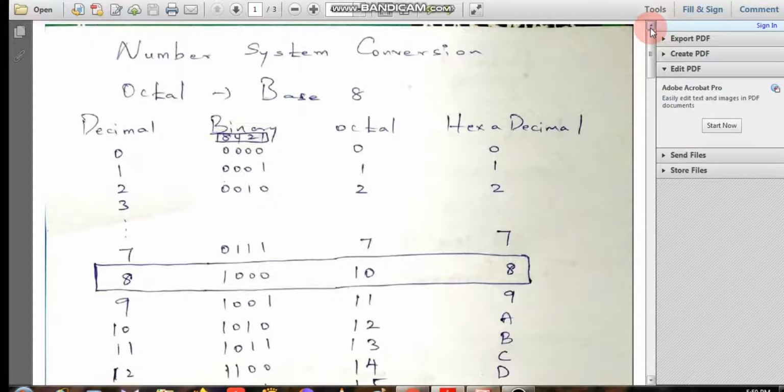You can access it. So in this video, I'm going to explain how to convert octal number system to other forms of number system. We already know that the base of octal is 8, the base of binary is 2, the base of decimal is 10 and the base of hexadecimal is 16. Here I am going to explain how to convert octal number system to other forms of number system and hexadecimal number system to other forms of number system.